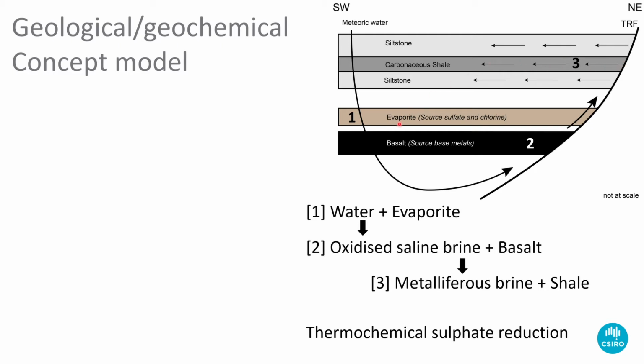Now, the reason we focus on the evaporite and the basalt, which occur in the stratigraphy of the Century area, is that the evaporite is a source of sulfate and chlorine, and the interaction of this water with this rock will allow the brine to become oxidized and saline. This oxidized and saline brine then interacts with the basalt, and the basalt is a source of base metals, lead and zinc.